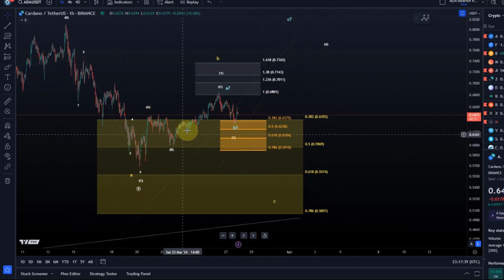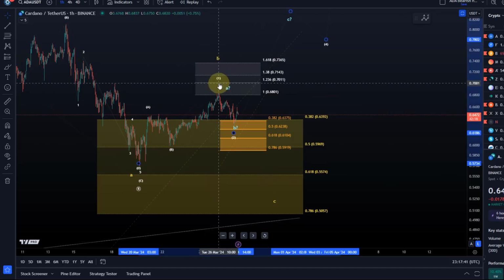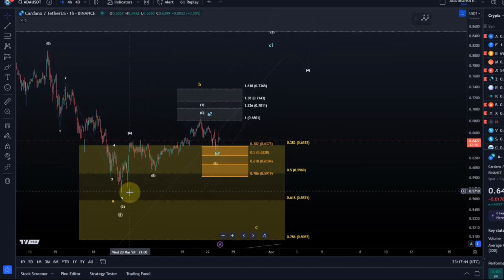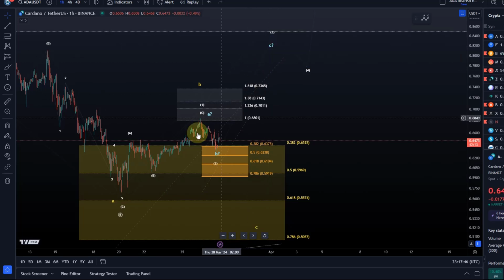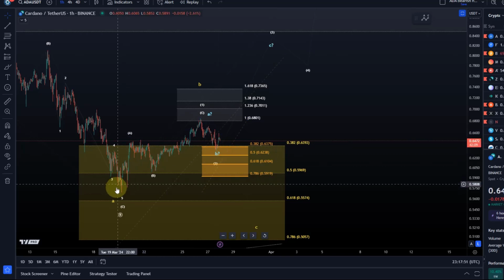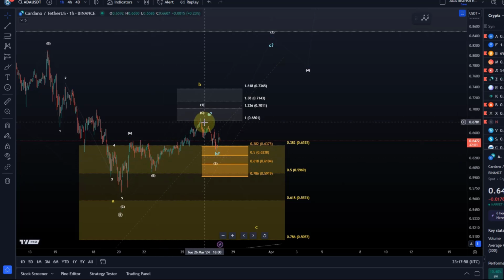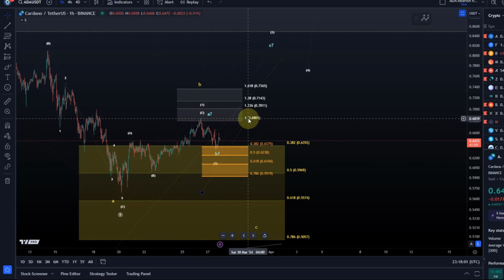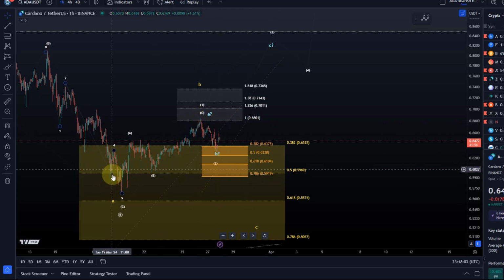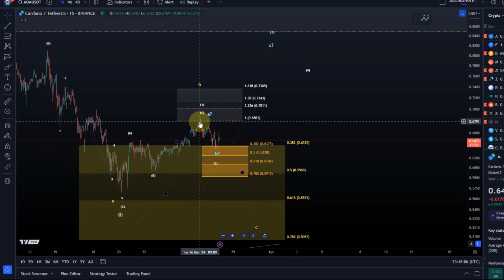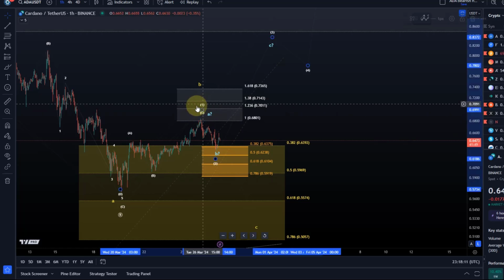The idea is that the ABC structure here possibly formed wave 1. Alternatively, it's a larger ABC structure that's happening here. But in both scenarios, we should see a reaction to the orange support zone. In terms of respecting the parameters, I gave you already on the weekend a target for this C wave here. And that was reached at 68 cents and the price got rejected. So when opening the chart earlier today, I was like, okay, that makes sense. So we have an ABC structure complete. So we label that as a potential wave 1. The pullback could be a wave 2.